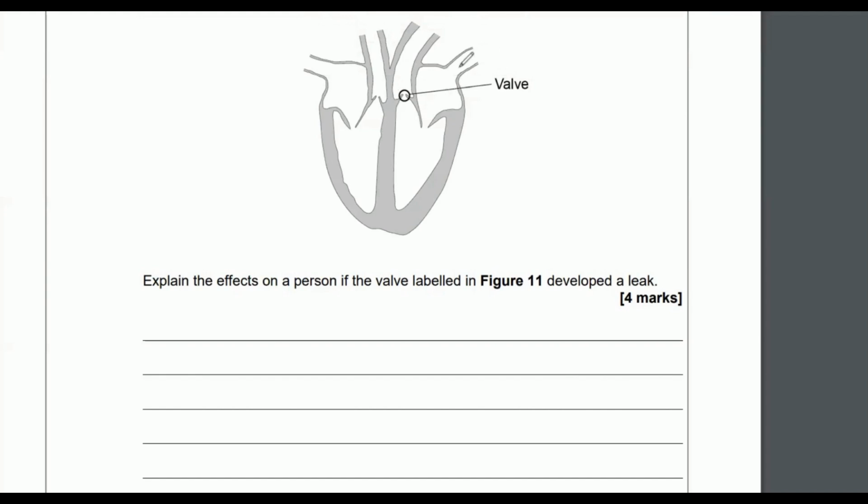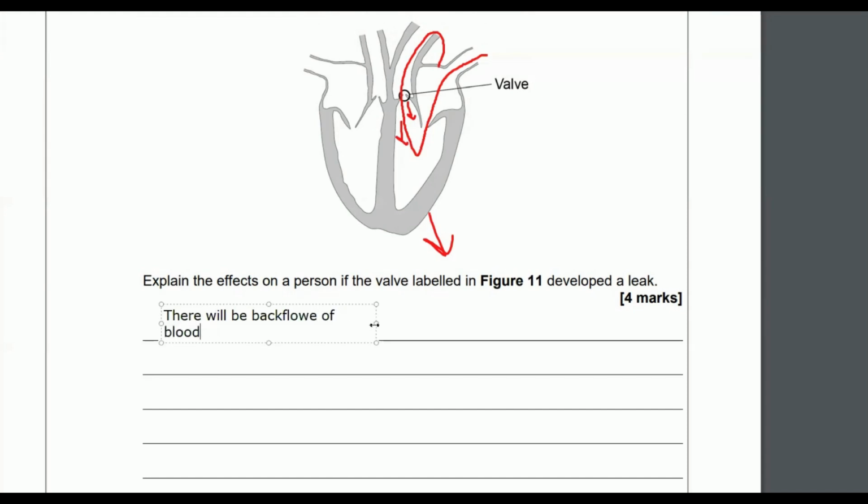So what happens is the blood returns from the lungs. It's full of lovely oxygen. It comes up here, zings around the back, down the aorta and off to the body to deliver that oxygen. If there's a leak, the blood will fall backwards and we'll get less blood going to the body. So what we want to say is there will be backflow of blood. Right. What does the backflow of blood mean? That means less blood to cells in body.